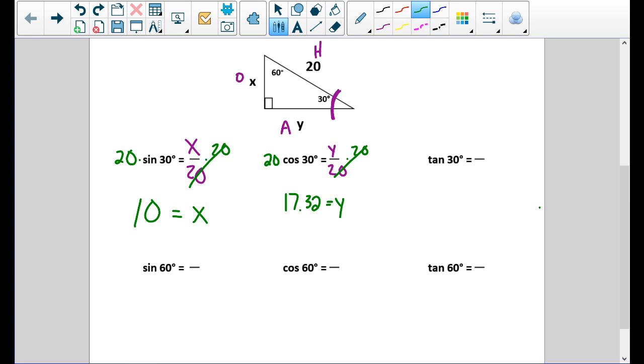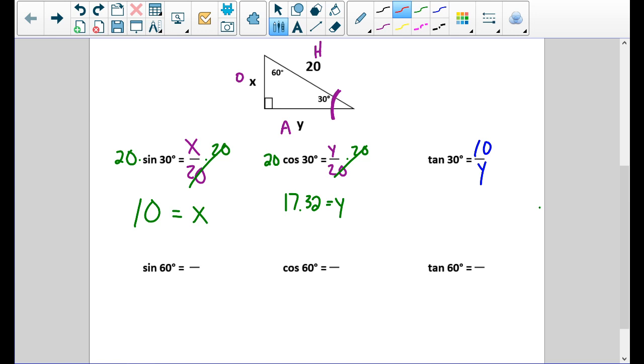Tangent. Tangent is opposite over adjacent. So here's what we're going to do. The opposite would be 10, or x. So let's put 10 on top. Bottom is going to be 17.32. Let's just put a y for now. What happens if my variable is in the denominator? How do I solve that?